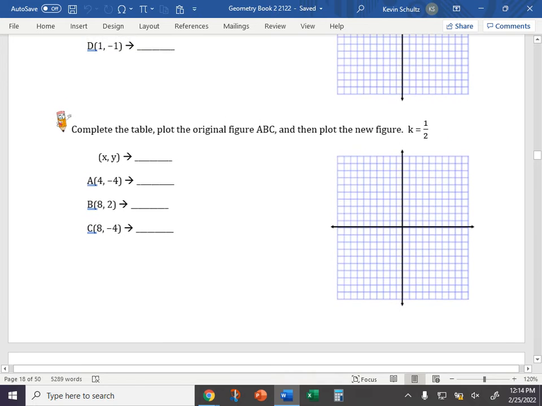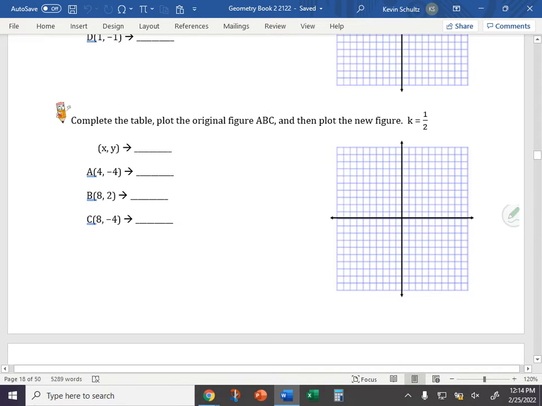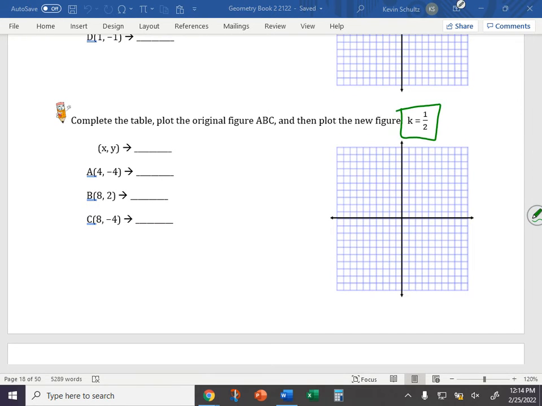So the next one is similar. You got figure ABC. This time the scale factor is 1/2. So whatever ordered pair is given to us, to find our new figure, we'll be taking half of x and half of y. You're welcome for keeping all these even, so you don't have to deal with any decimals. But again, that scale factor means whatever your original x is, take half of it.